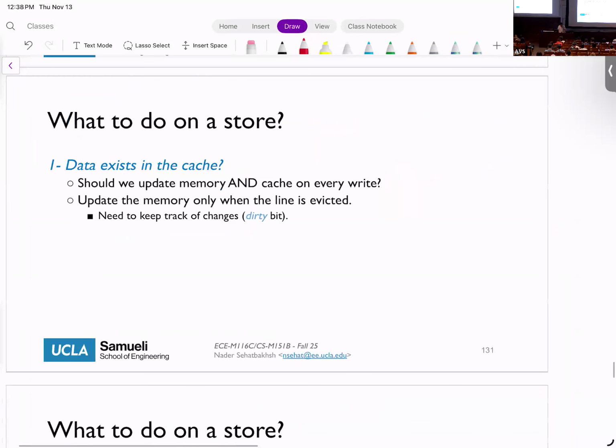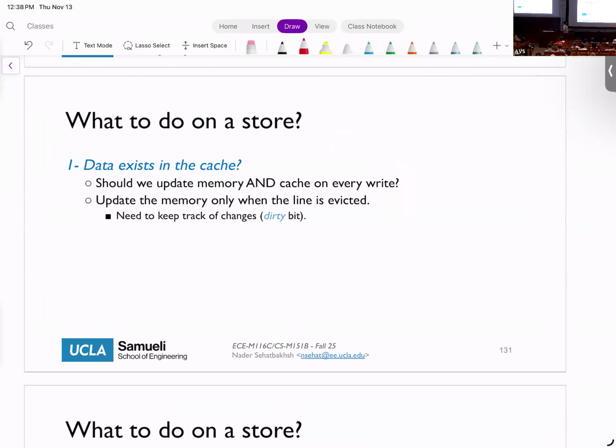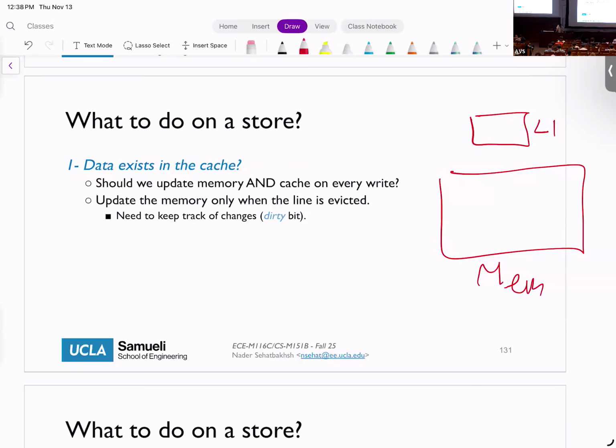So what should I do in both cases? If the data exists in the cache, you might wonder: should I update the memory and the cache on every write? Or should I update only the cache? Which one is the better idea? Essentially, this is my level 1 cache and this is my memory. This address X exists in L1, and of course it exists in the memory. Everything exists in memory, right? And now the CPU says that for address X there's a new value, so I need to update the value that is stored in that address.